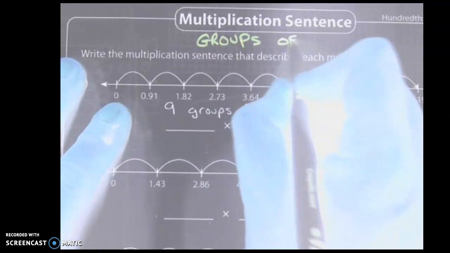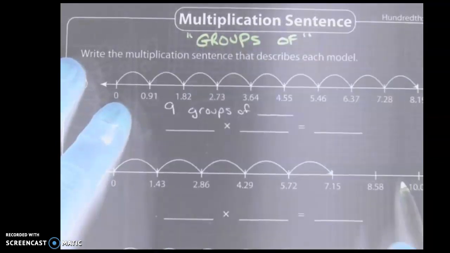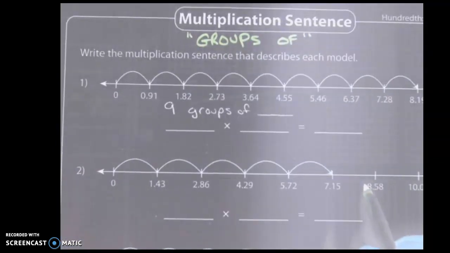So let's write that. Groups of, okay? So important. Groups of, groups of, groups of. And like Annabelle said as well, it's repeated addition too, okay? It's repeated addition or groups of. Let's pay attention. Picture, okay?